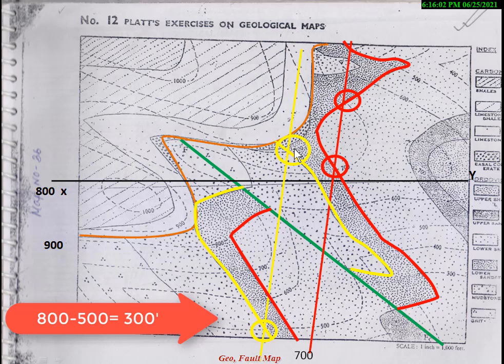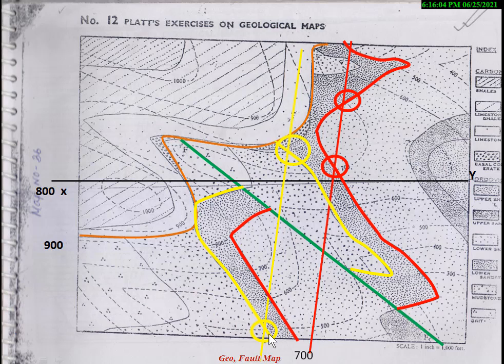And this is the 800 higher value and this is the 500 lower value. So this portion is the down throw because the value is lower, 300 feet down throw, and this is a higher value, so 300 feet up throw. Okay, in this way you can easily calculate the throw. So this is the one rule.